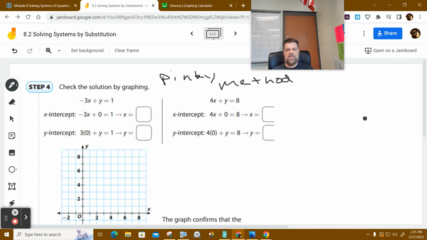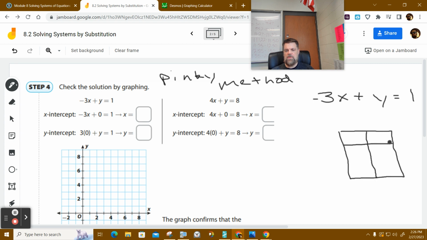And I'll try to illustrate this. This is a really quick way to graph something. So you take this first equation, right? Now, what's interesting, if I say negative 3x plus y equals 1, okay? The pinky method is finding the x and y intercepts. So remember that the x-intercept occurs when y equals 0, and the y-intercept occurs when x equals 0. So make a table of values like this, and we're going to make a 0 for x and a 0 for y. Does that make sense?